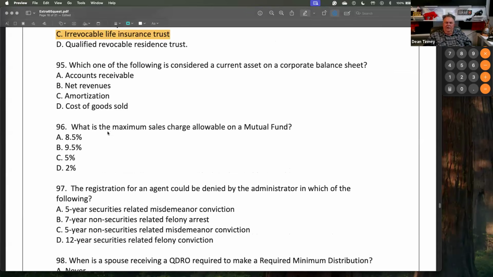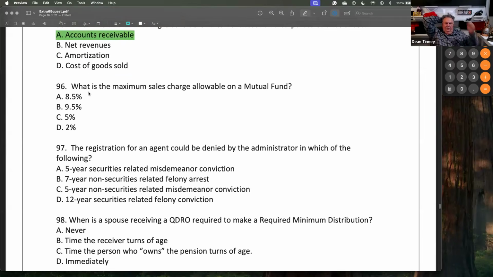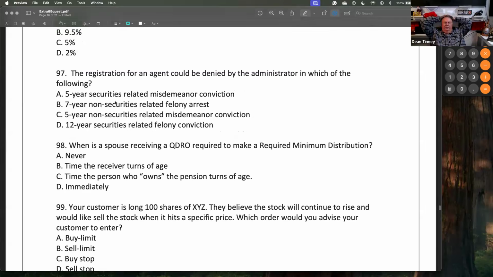Which of the following is considered a current asset on the balance sheet? Right on, right on. What's the maximum sales charge of a mutual fund? Right on. The registration of agent could be denied by the administrator in which of the following?